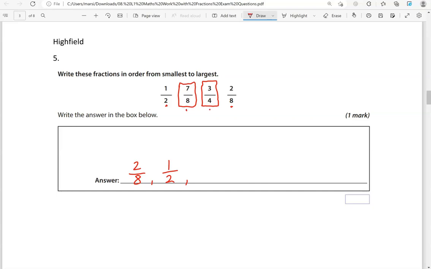Then either 7/8 or 3/4. Which one of them? Let's convert them so that we have the same denominator at the bottom, and that can be 8. So 7/8 and 3/4. To get from 4 to 8, we've doubled the 4, so we'll double the 3 as well to get 6. So now we can clearly see that 6/8 is smaller than 7/8. So 6/8 will come after the half. So that is 3/4, which is the same as 6/8, and then 7/8.